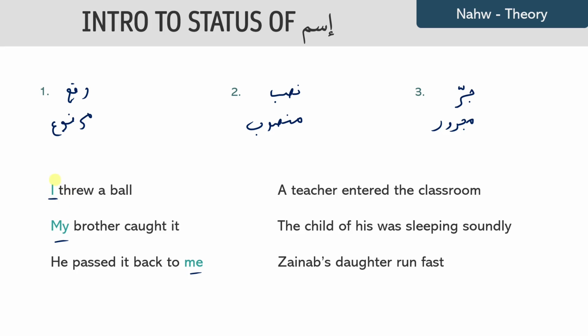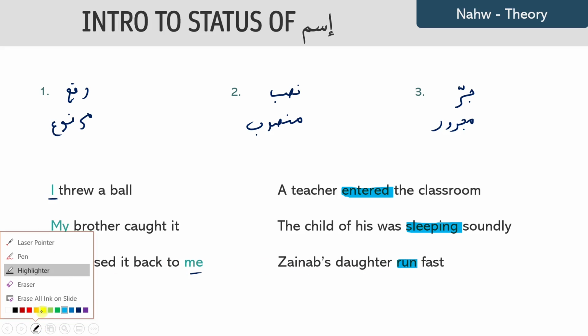And in that sense, this word has been changed. This word changes according to the status of the word. Okay, now we have these sentences over here, and let's highlight the fi'l, the verb of the action, because these states revolve around the fi'l. So we have: a teacher entered the classroom, the verb is entered. The verb in the child of his was sleeping soundly is sleeping. Zainab's daughter ran fast, the verb is ran.